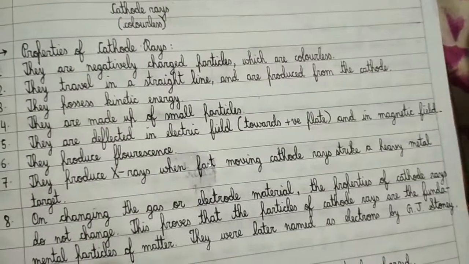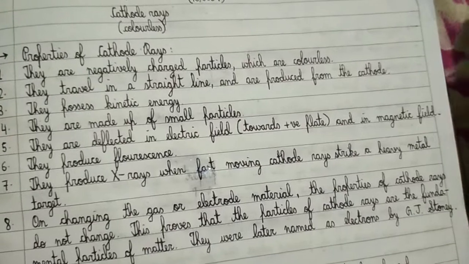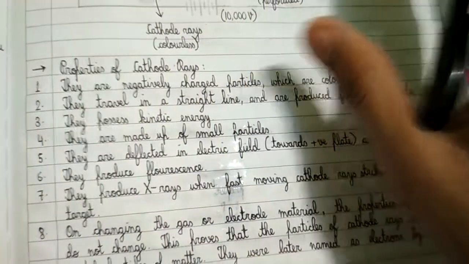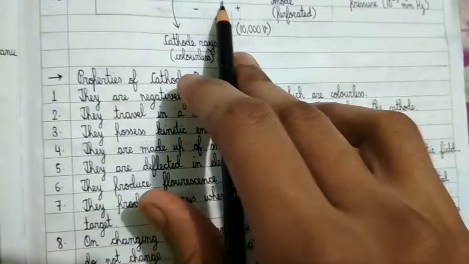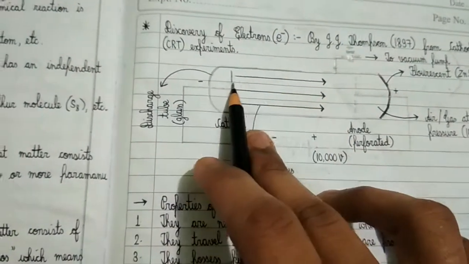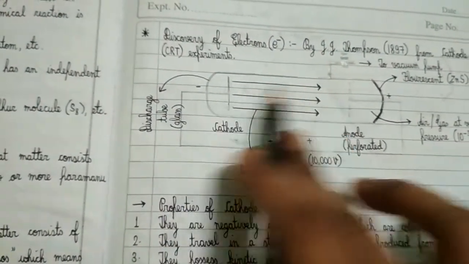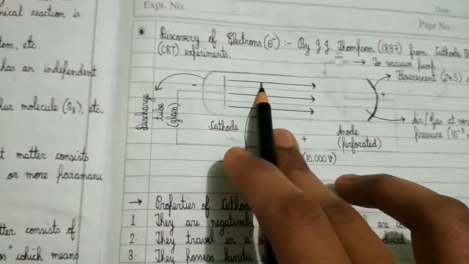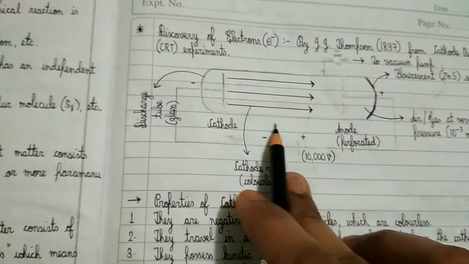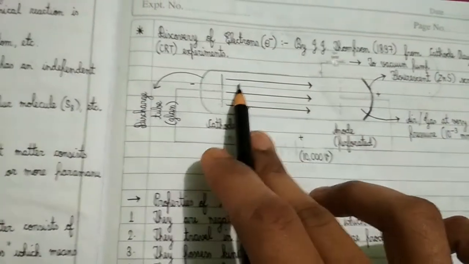This tells in which way the rays will be deflected, and that is given by Fleming's left hand rule. But for now, let's understand the electric field. Suppose you have a positive plate on this side and a negative plate on this side. When these cathode rays travel towards this, they will deflect towards this side because you have kept a positive plate over here. So this proves that these cathode rays are negatively charged.